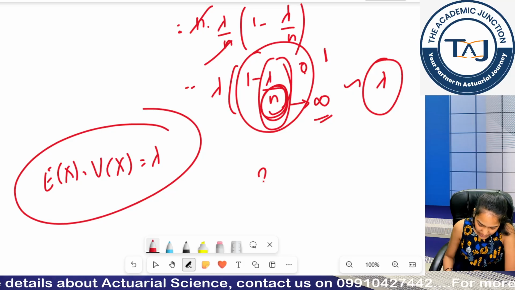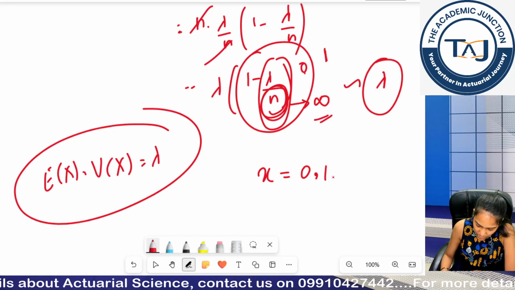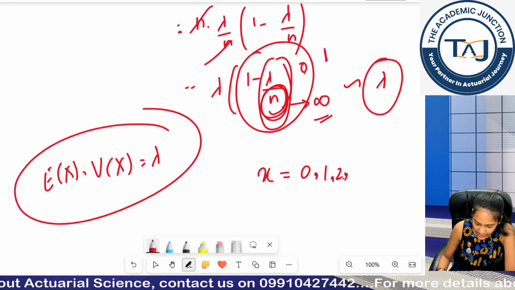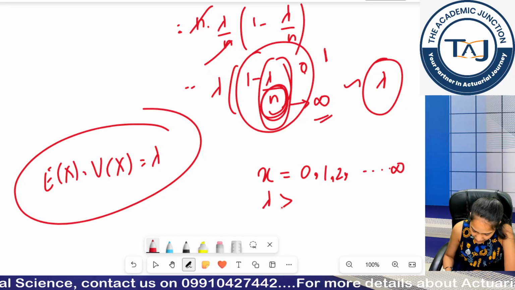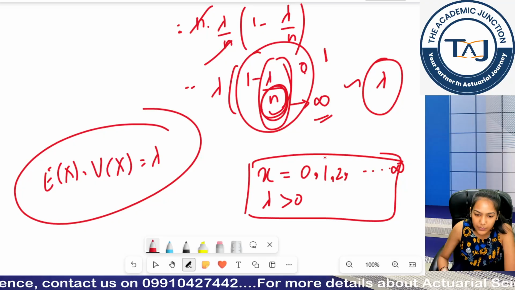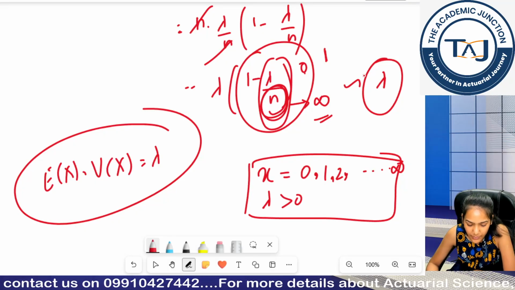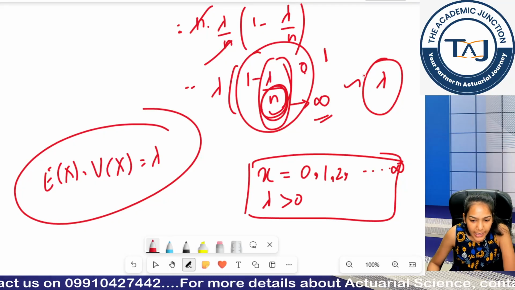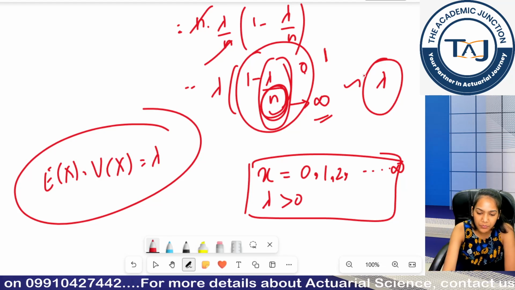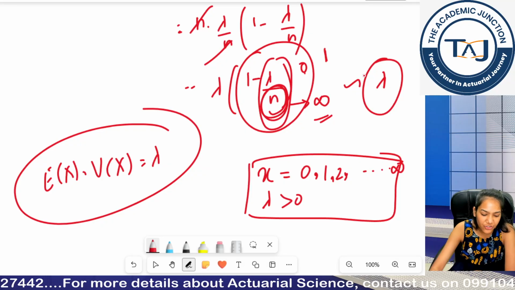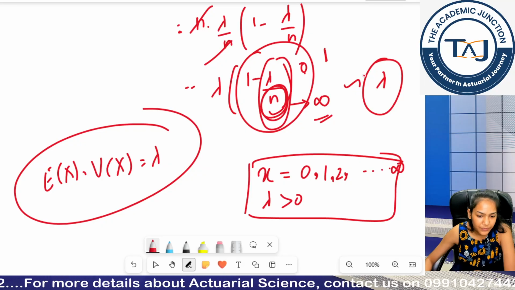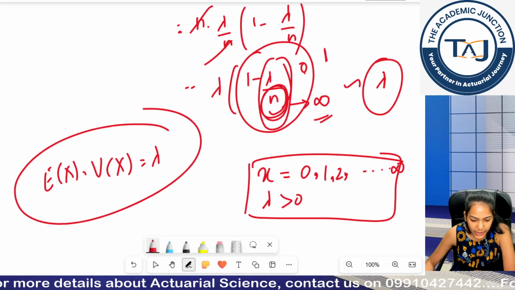If I talk about my range, my x starts from 0, since it is discrete I will be going in steps, and it goes till infinity, and my lambda is always greater than 0. Clear guys? Give me a yes in the chat room, and then we can do a question. Come on quickly.